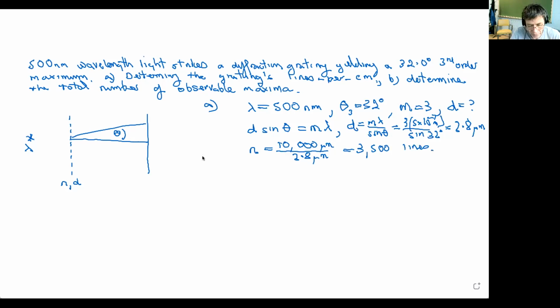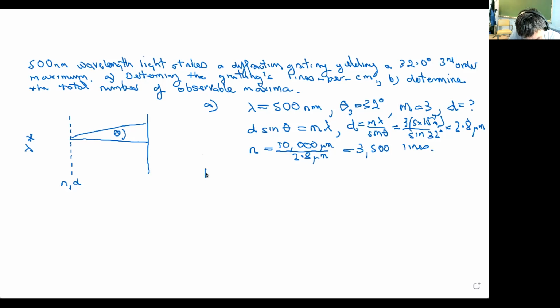In part B, we're asked to figure out the total number of maxima that we see for the diffraction grating. So we've been looking right now at just one of the maxima, the m equals 3 maxima. But how many maxima are there in total? So let's see if we can figure this out.